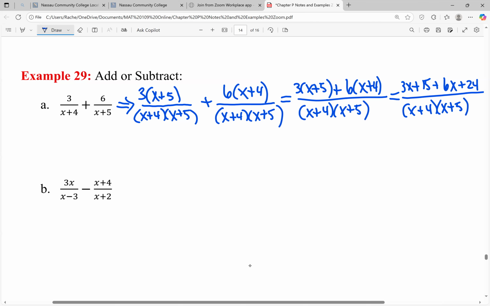We can combine like terms, and I'm going to continue down here on the next row to the left. So I have a 3x and a 6x, which is going to be 9x. And then I could combine the 15 and the 24, and that's going to be a positive 39. So I'm going to have 9x plus 39 divided by x plus 4 times x plus 5. Let me just rewrite that more neatly.